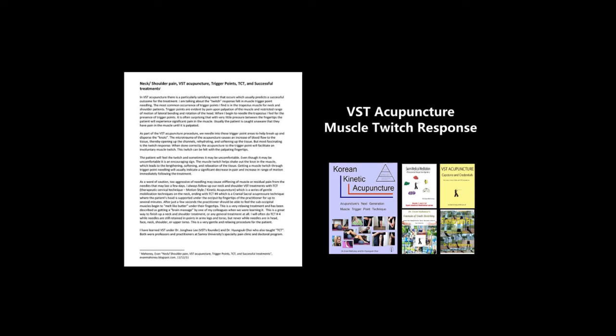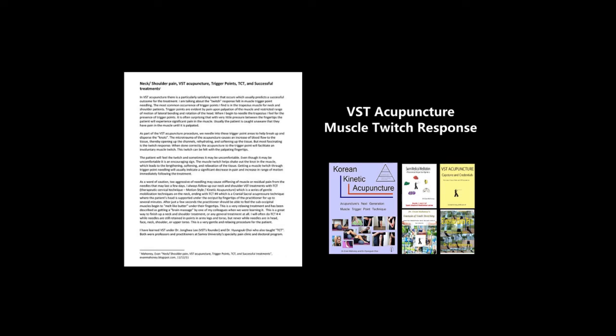So they are very common across most points, but with predictability, you can find them on the trapezius muscle almost 100% of the time. Trigger points are evident by pain upon palpation of the muscle and restricted range of motion of lateral bending and rotation of the head. When I begin to needle the trapezius, I feel for the presence of trigger points. It is often surprising that with very little pressure between the fingertips, the patient will experience significant pain in the muscle. Usually the patient is caught unaware that they have pain in the muscle until it is palpated.